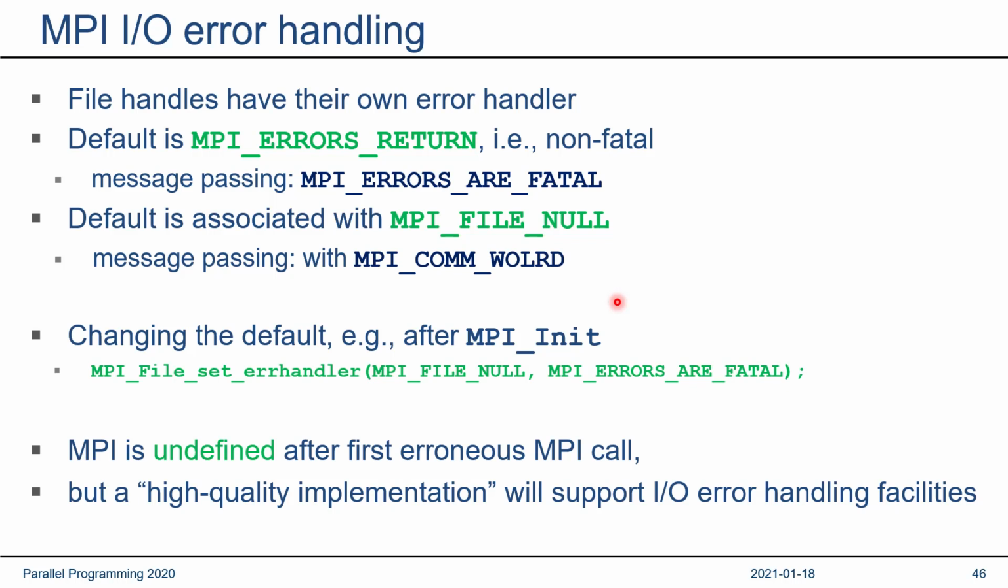Now, one quick word about MPI error handling. File handling has its own error handling capabilities, so it's separate from the error handling for pure communication calls. The default with I/O is MPI errors return, which means I/O errors are non-fatal. In message passing, errors are fatal, so if you don't do anything about it, if an error occurs in message passing, your program will crash.